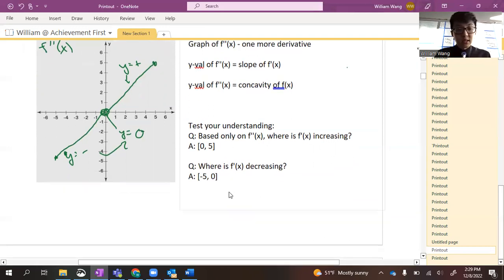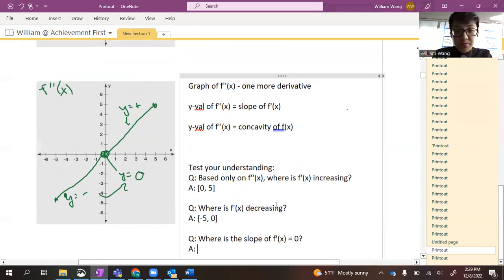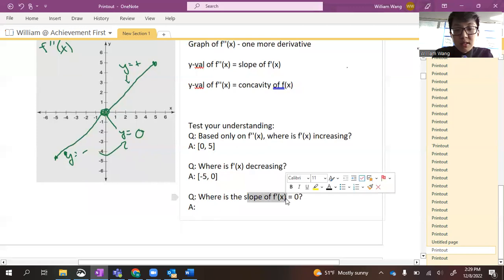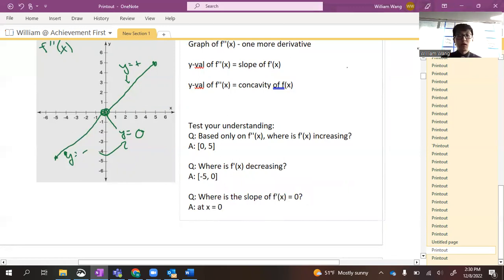A couple more questions I can ask. Where is the slope of f prime of x 0? Well, remember, I plotted the slope of f prime of x as y values. So the answer is going to be when my y value of f double prime of x is 0. And where is my y value 0? Well, right here at x equals 0.